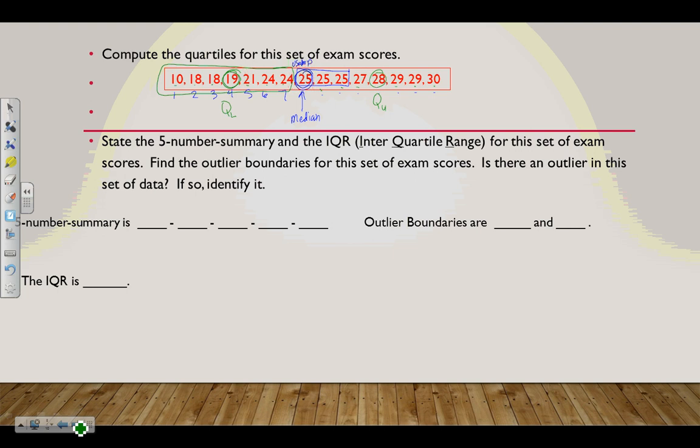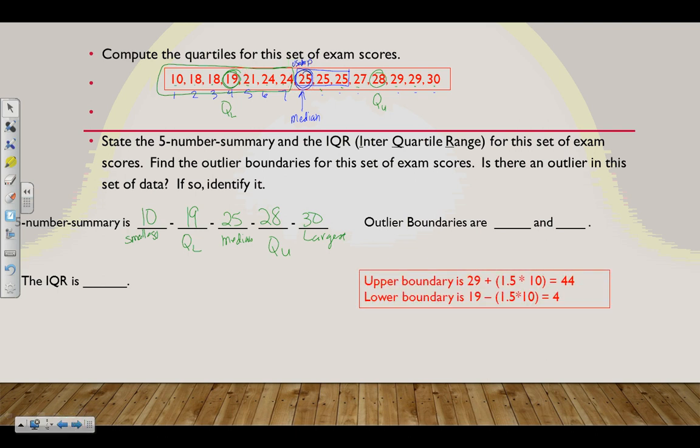Our 5-number summary has the QL, which is right here, 19. Our QU goes here. Our median goes here, which is 25. Our largest number is last. It's a 30. And our smallest number in the data set is 10. So it goes here. To compute our outlier boundaries, we have to know our QU and QL.